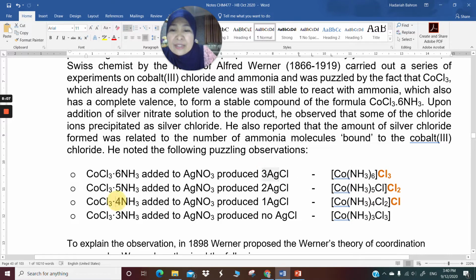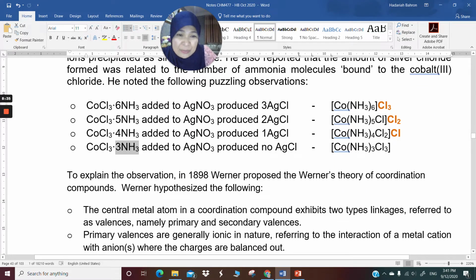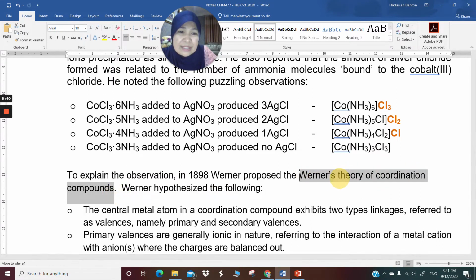And when he further reduced the amount of ammonia attached to this CoCl3, he only got 1 equivalent of silver chloride. And when he further reduced the amount of ammonia in this compound, he didn't get any silver chloride. So he was extremely puzzled. He was thinking this over, and then he came up with what is now known as Werner's theory of coordination compounds.